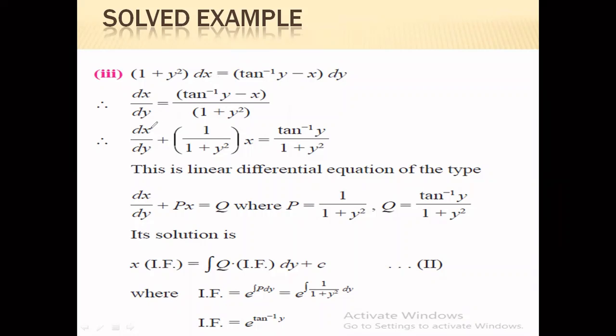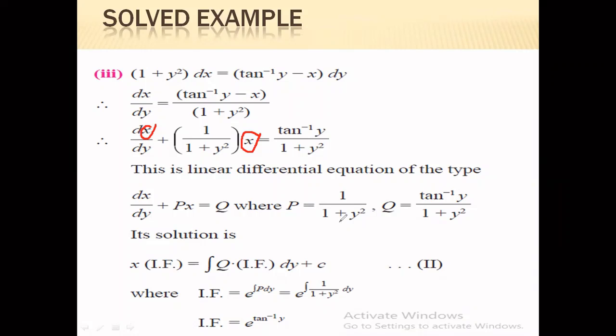Now when you simplify the term, so it becomes dx by dy plus of this 1 upon 1 plus y square into x. Okay, is equal to tan inverse y upon 1 plus y square. यहाँ पे जो डिपेंडेंट वेरिएबल है वो आपका है x, और पूरे इक्वेशन में देखेंगे तो ये तो सिंगल dependent variable is x only. Okay, so this is said to be the linear differential equation of the second type, and this type is dx upon dy plus px is equal to q, and this p and q are the function of y only. Okay, जो हमने नोट में देखा था वो वाला फॉर्मूला यूज किया हमने यहाँ पे.